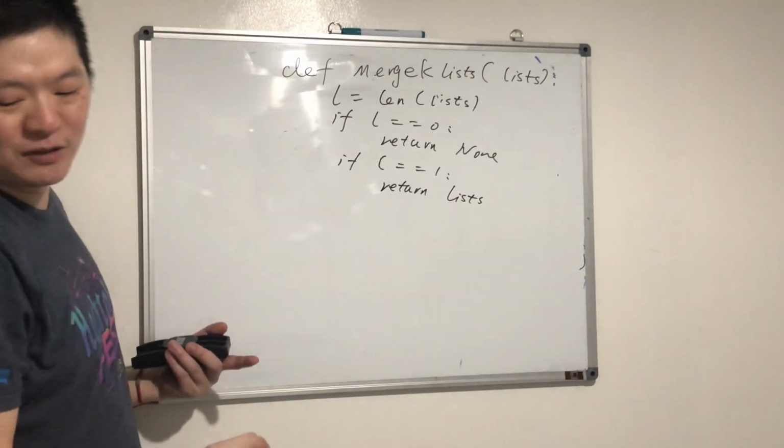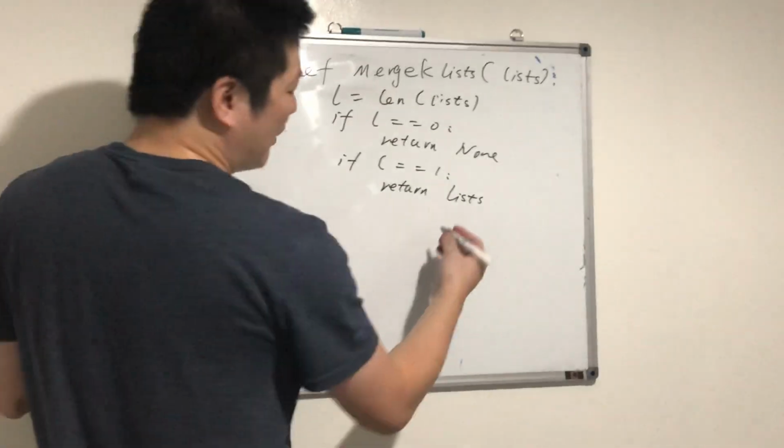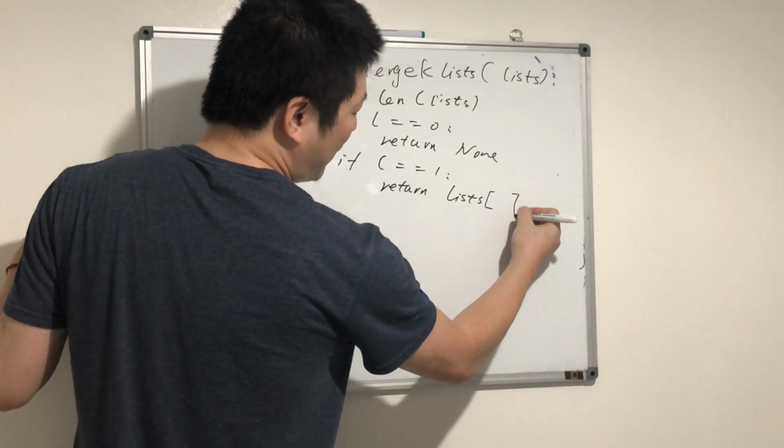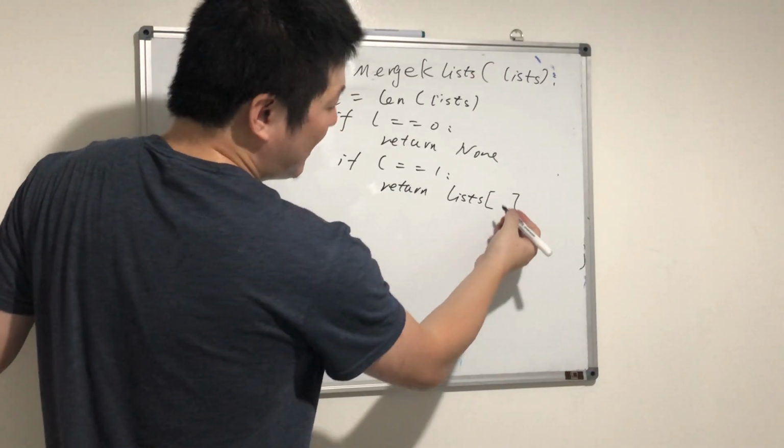How can we get the first element? Bracket, what number do I put here? 0. It starts from 0.